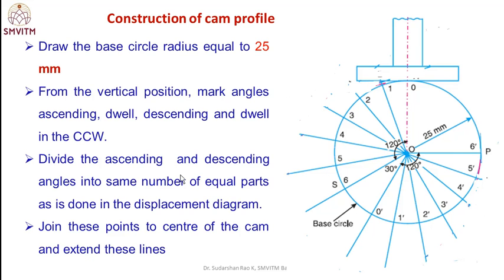Then divide the ascending and descending angles into the same number of equal parts, that is 6 divisions for the ascending and 6 divisions for the descending. So 0 to 6 and 0 to 6, marked as 0', 1', 2', etc. up to 6. Then join these points to the center of the cam, that is O1, O2, O3, O4, etc.